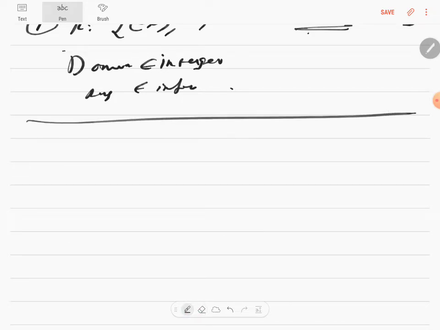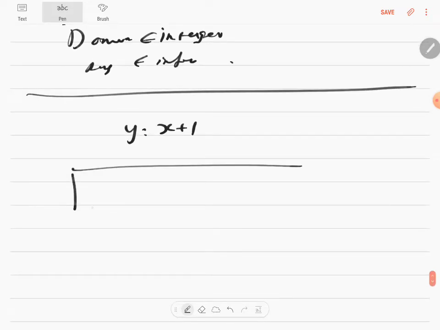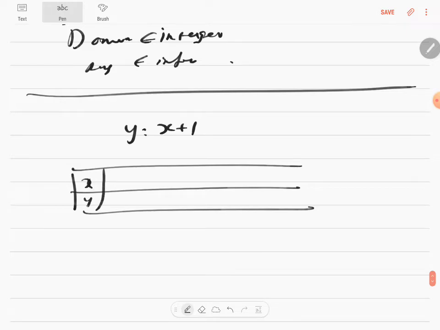Linear equation, you don't know? Y is equal to x plus 1. You must have plotted graphs when you were very small. You would have put x and y. We'll write minus 2, minus 1, 0, 1 and 2. If you put minus 2, it will become minus 1. If you put minus 1, 0. 0 means 1, 1 means 2, 2 means 3. Like this you will plot a graph, right?